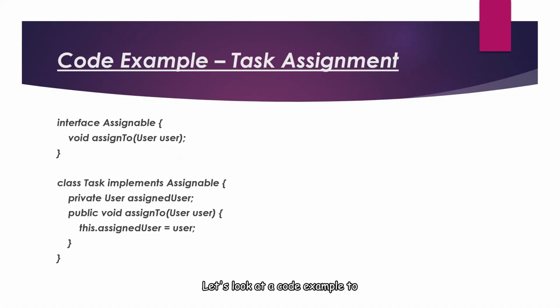Let's look at a code example to reinforce what we have discussed. Here we have an Assignable interface with a single method, assignedTo. Then we have a Task class implementing that interface. The Task class holds a private user and provides its own implementation of assignedTo. This design is elegant and scalable. Today, if we introduce a bug, event, or reminder, all of them can implement the Assignable interface, each in their own way. This is how we build systems that are extensible without changing existing code.